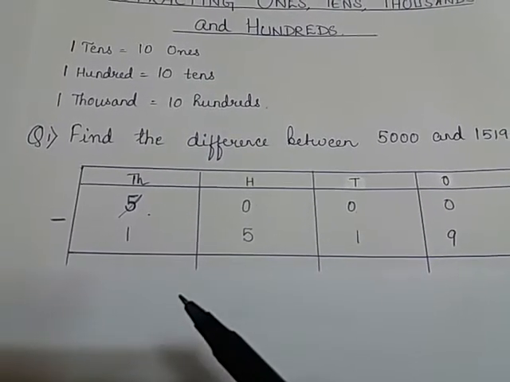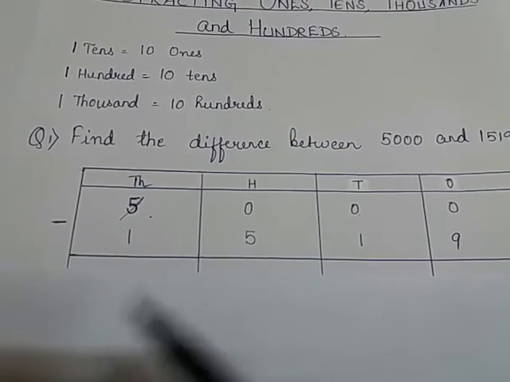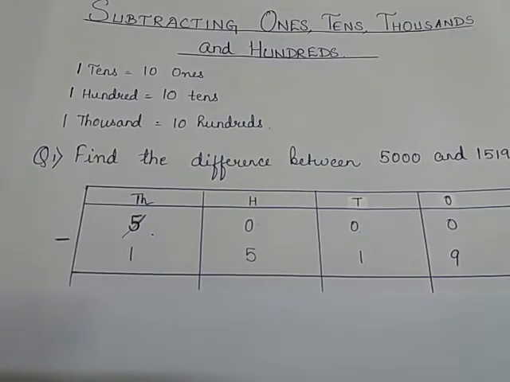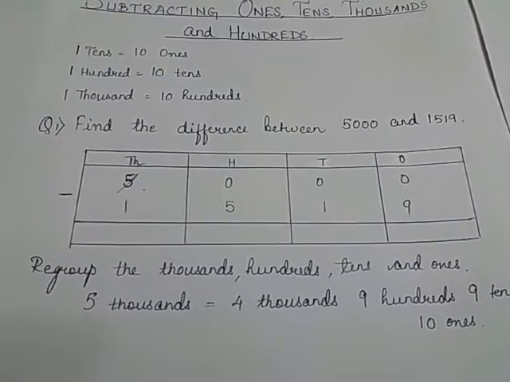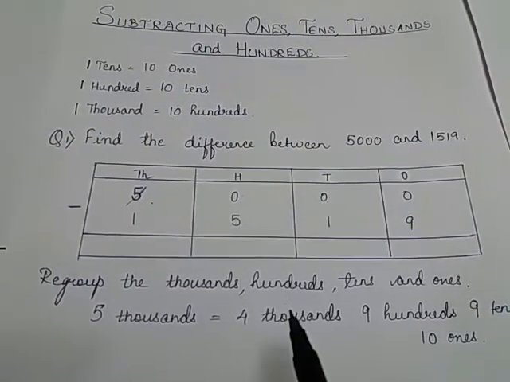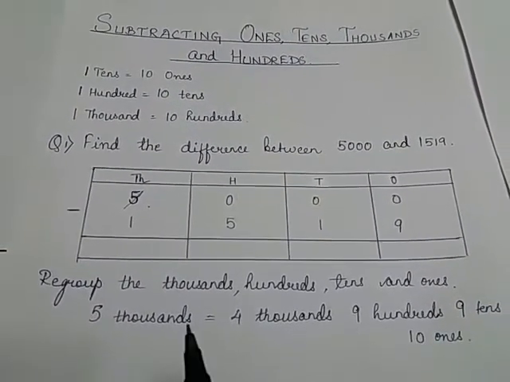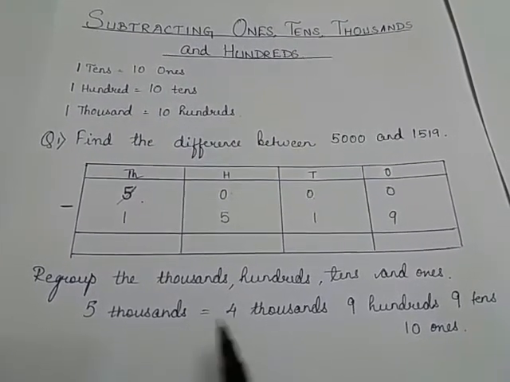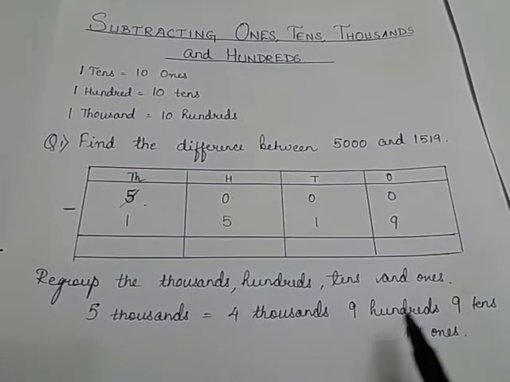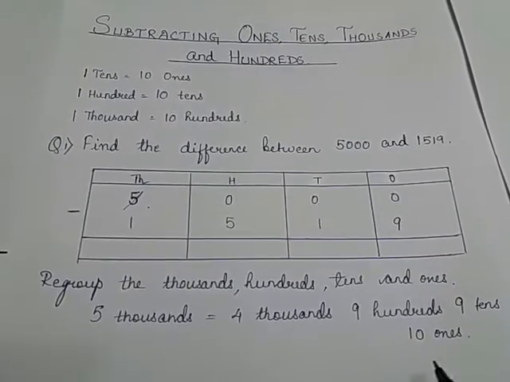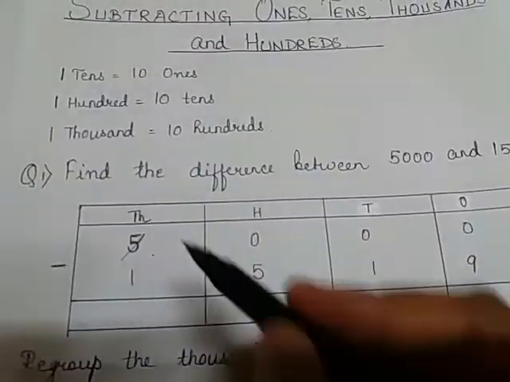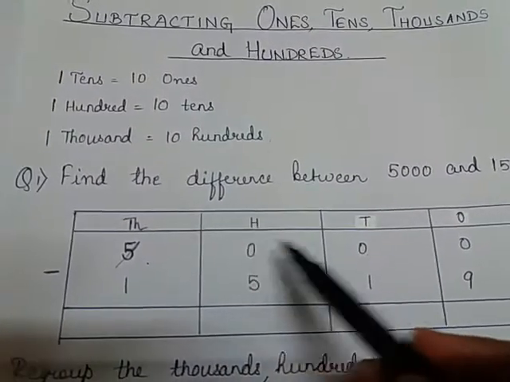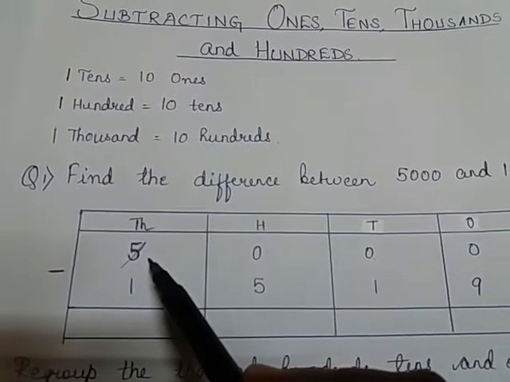So again we have to use the concept of regrouping. Let's see how we are going to do it. We will be regrouping the thousands, hundreds, tens and ones. Here we will regroup 5000 into 4000, 900, 9 tens, 10 ones. Listen here, whatever I have to take in these places, I have to take from here.